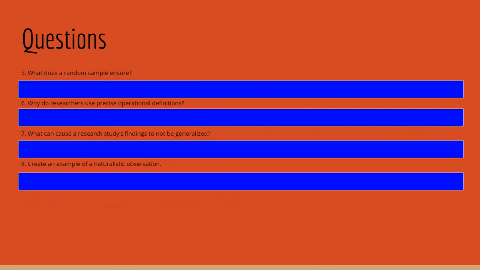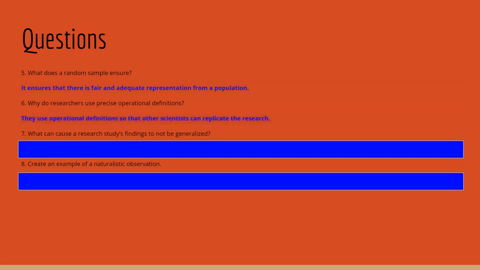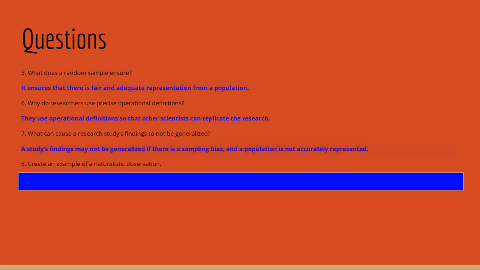All right, now we're on the ones that have to do with this module. What does a random sample ensure? Remember the blue hats? We're not getting just the blue hats people. We're getting any of the people. Blue hats or no blue hats. It ensures that there is a fair and adequate representation from a population. Why do researchers use precise operational definitions? They use them so that other scientists can replicate the research. What can cause the research study findings to not be generalized? Oh, remember I said? It's if there's a sampling bias.